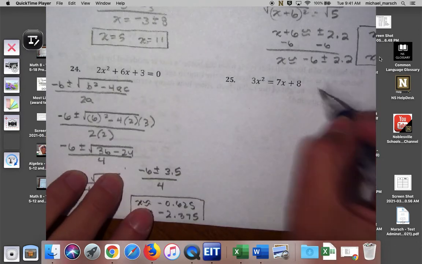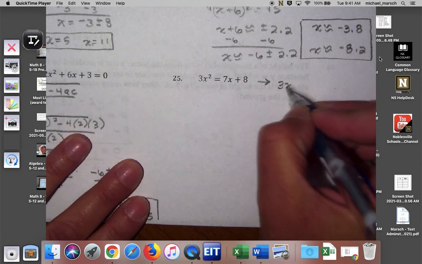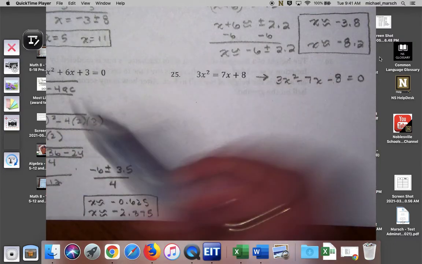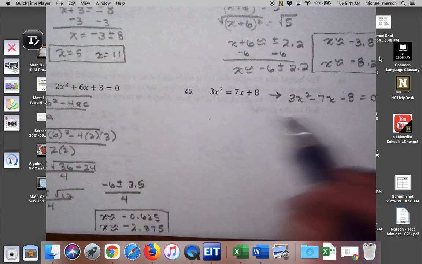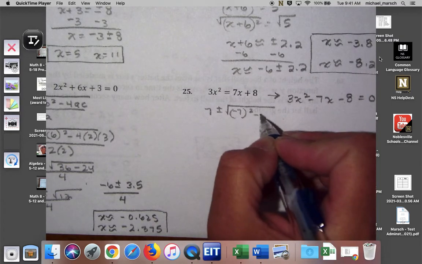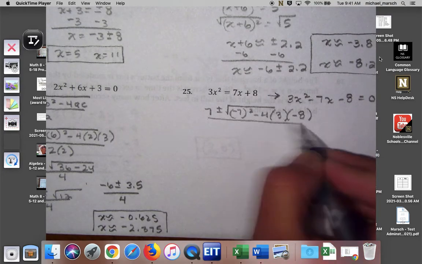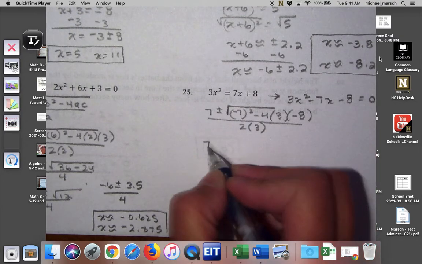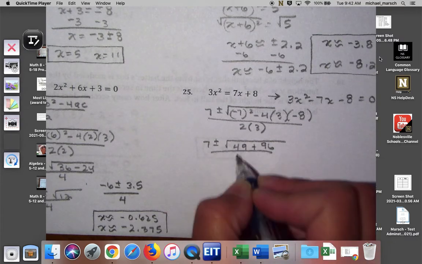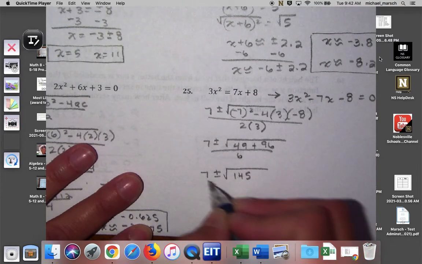Got to do the same thing over here, except I have to rearrange these, right? So I'm going to subtract the 7x and subtract the 8. So that's going to give me 3x squared minus 7x minus 8 equals 0. So I have my quadratic formula. I'm not going to rewrite it because I've got it over here, but I'm going to look there. So I've got 7 plus or minus the square root of negative 7 squared minus 4 times 3 times negative 8, all divided by 2 times 3. 7 plus or minus the square root of 49 plus 96, all divided by 6. 7 plus or minus the square root of 145 divided by 6.